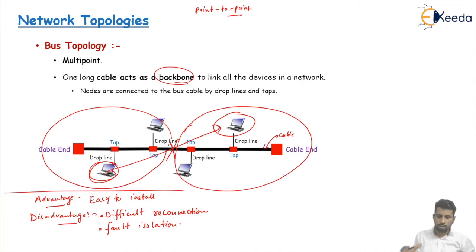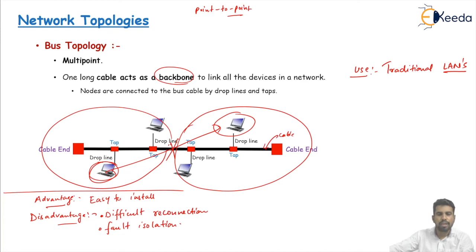With this disadvantage, where was the bus topology used in the past? We used it in traditional LANs, Ethernet LANs. We used the bus topology in our laboratories or in enterprise networks.